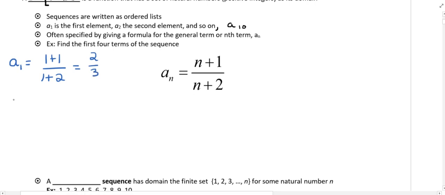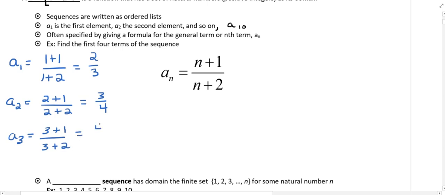Then I want to find the second term. I'm going to plug a 2 in. So A sub 2 would give me 2 plus 1 over 2 plus 2, and that's going to give me 3/4. A sub 3 would be 3 plus 1 over 3 plus 2, and that would give me 4/5. And then A sub 4 would be 4 plus 1 over 4 plus 2, which would give me 5/6.